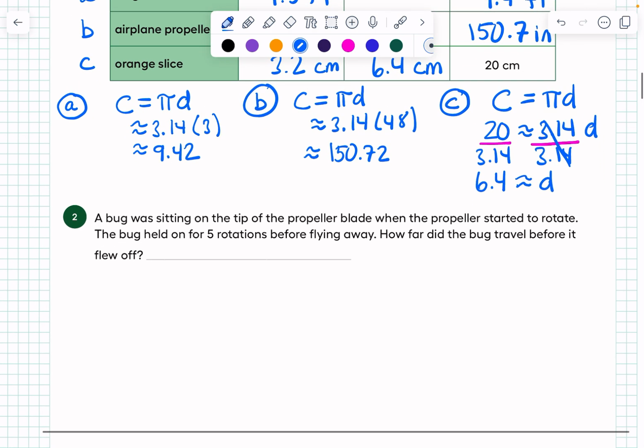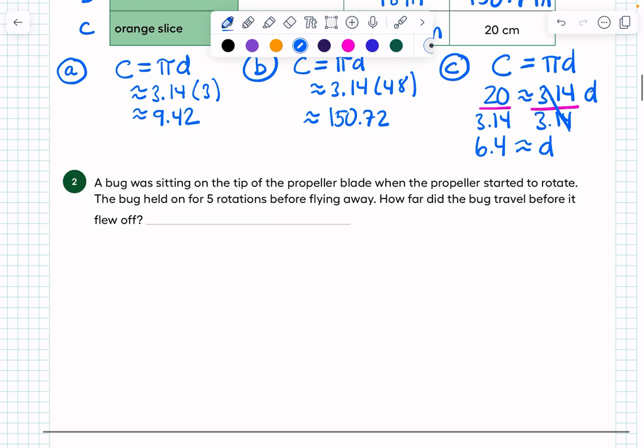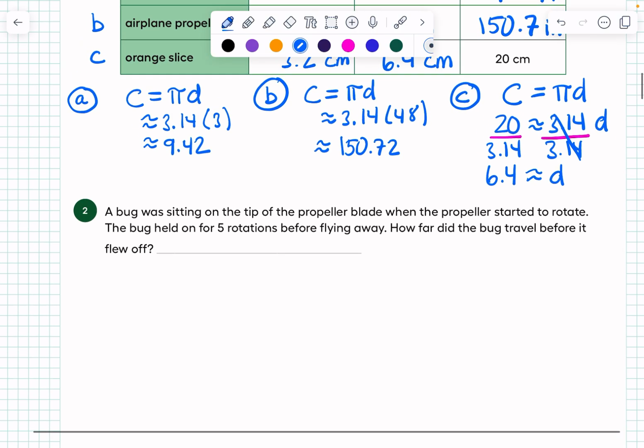Okay, number 2, it says a bug was sitting on the tip of the propeller blade when the propeller started to rotate. The bug held on for 5 rotations before flying away. How far did the bug travel before it flew off?